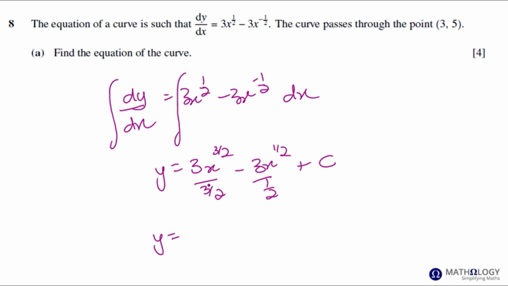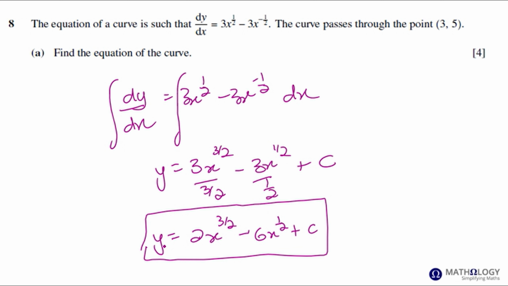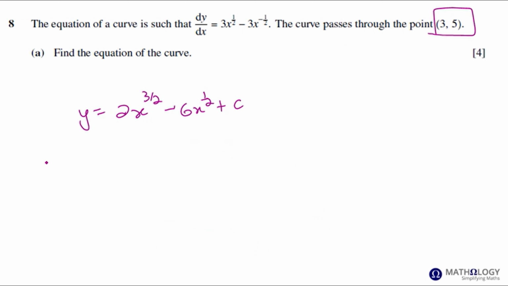So y equals 3 divided by 3 over 2 will be 2. So it's 2x to the 3 over 2 minus 3 divided by half is 6, 6x to the half plus c. This is the equation of the curve. We now need to find the constant of integration, and we do that by substituting the point that lies on the curve, which is the point (3, 5).